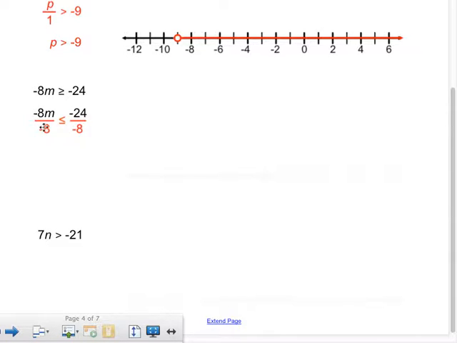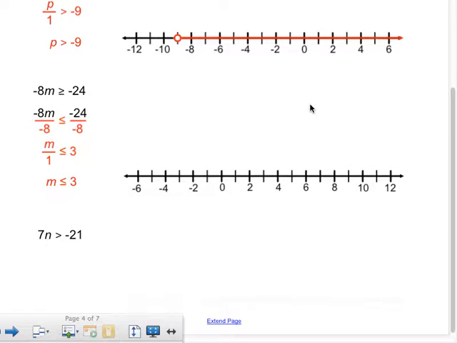Negative 8 divided by negative 8 becomes 1. And what about negative 24 divided by negative 8? It becomes a positive 3. Very good. And then m over 1 is just m. Now, what does that graph look like? Can you describe to me what that's going to look like?